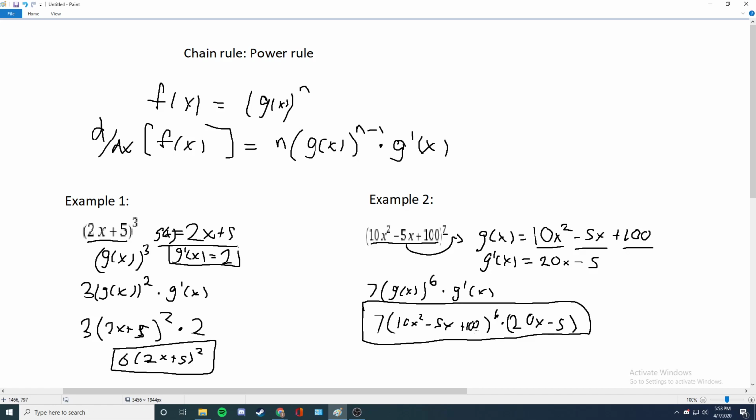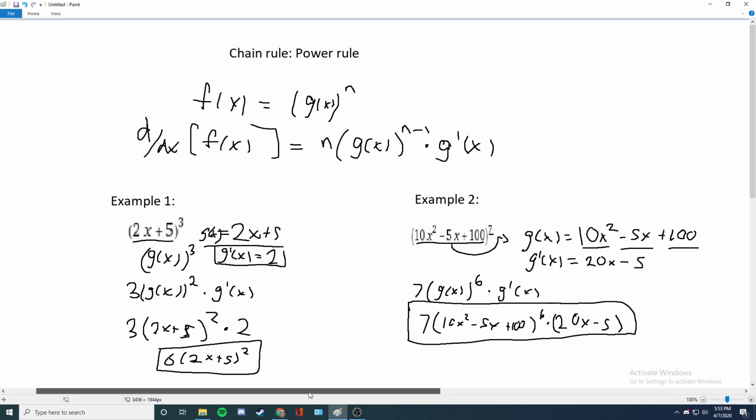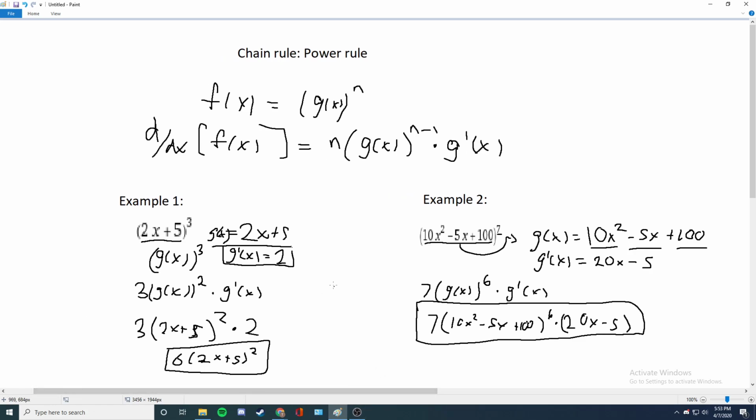So overall, the chain rule, at least when it comes to the power rule, is mostly the same. Just we're going to take the derivative of the stuff on the inside and multiply it to the power rule that we have. And that's about it.